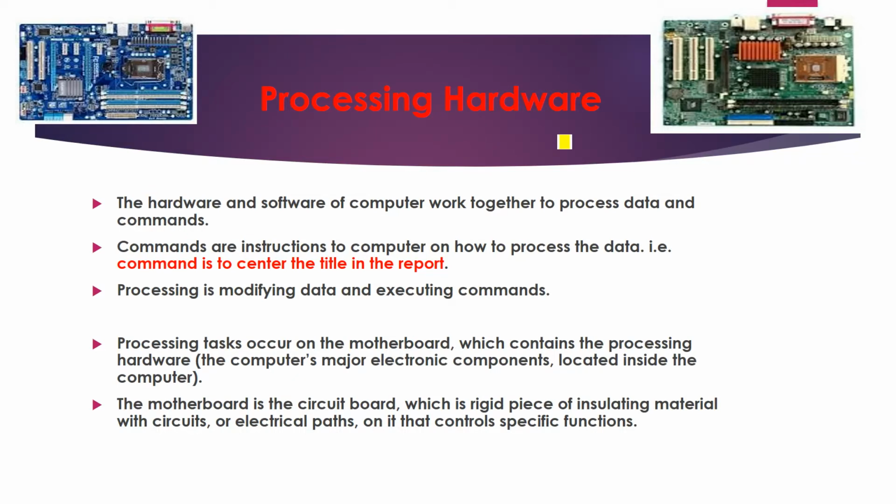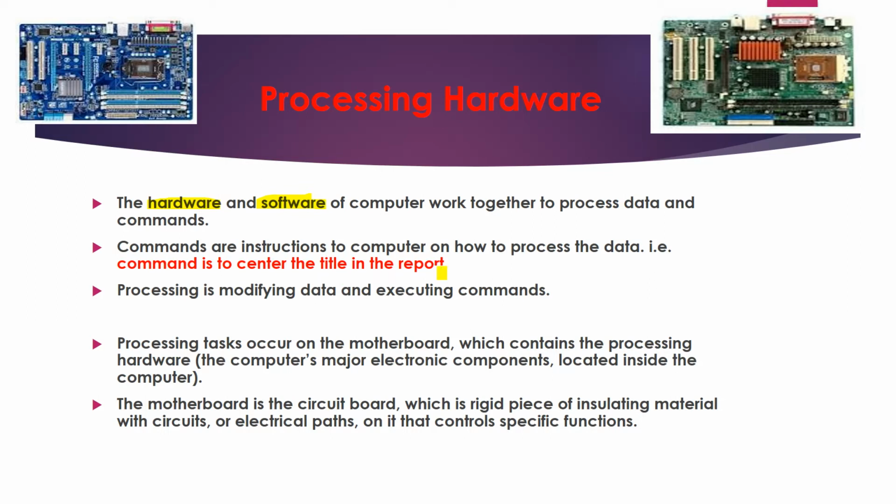Processing hardware. This is the inside view of the tower. The hardware and software of a computer work together to process data and commands. When we issue a command, when we need something, hardware and software work together. Hardware means the components of the computer which we can touch, and software is the intangible part, like programs. Commands are instructions to the computer on how to process the data.